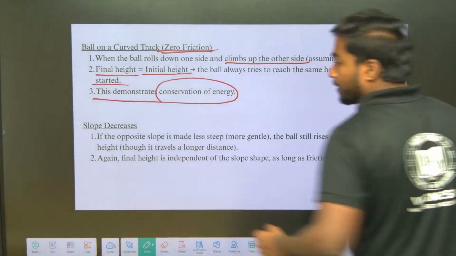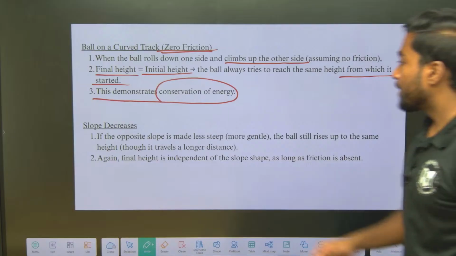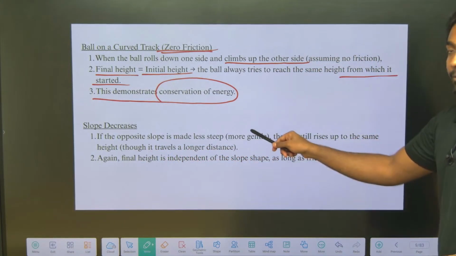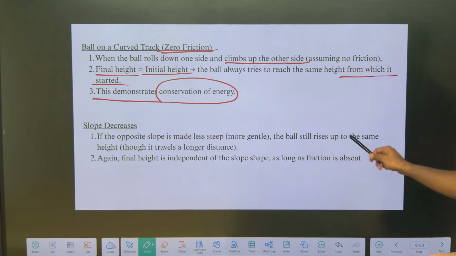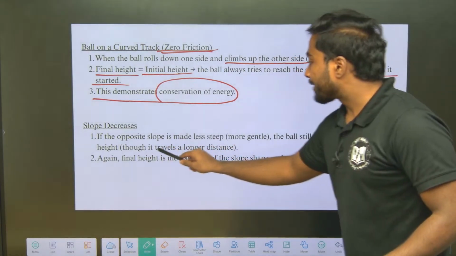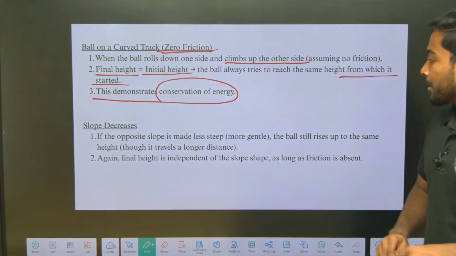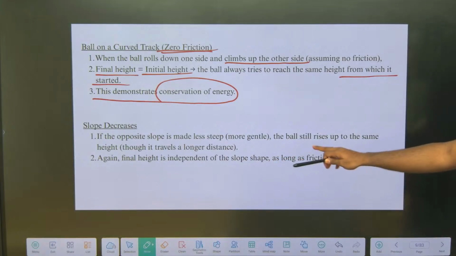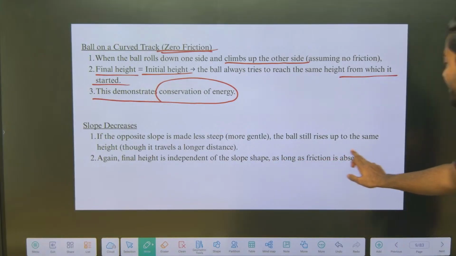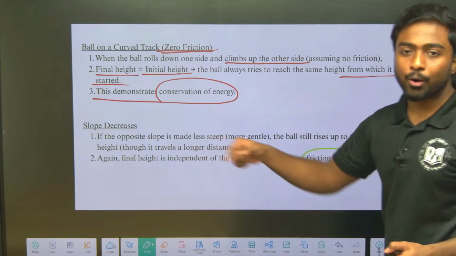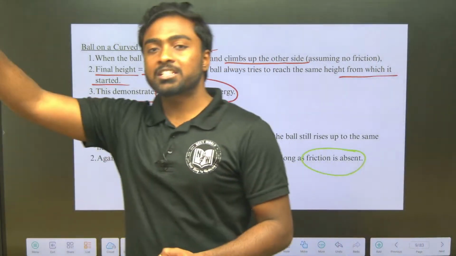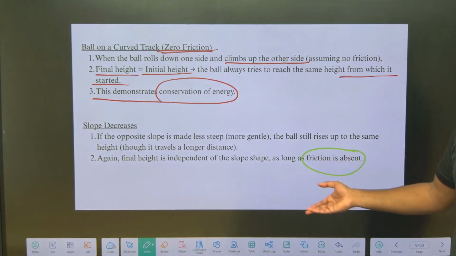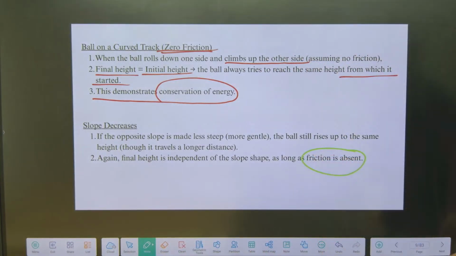Now the second one, where the slope decreases. If the opposite slope is made less steep, more gentle, the ball still rises to the same height, though it travels a longer distance. Again, the final height is independent of the slope shape as long as friction is absent. If friction is there, obviously it won't reach the maximum height, right? If friction is not there, it will reach. If friction is there, it is not possible.